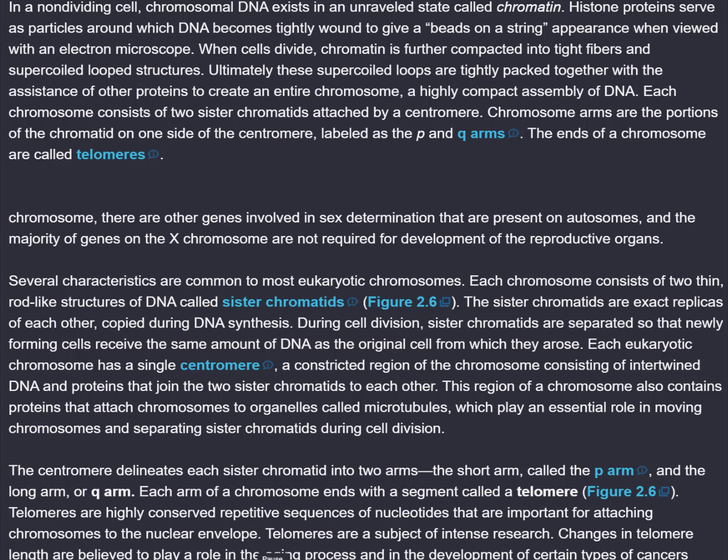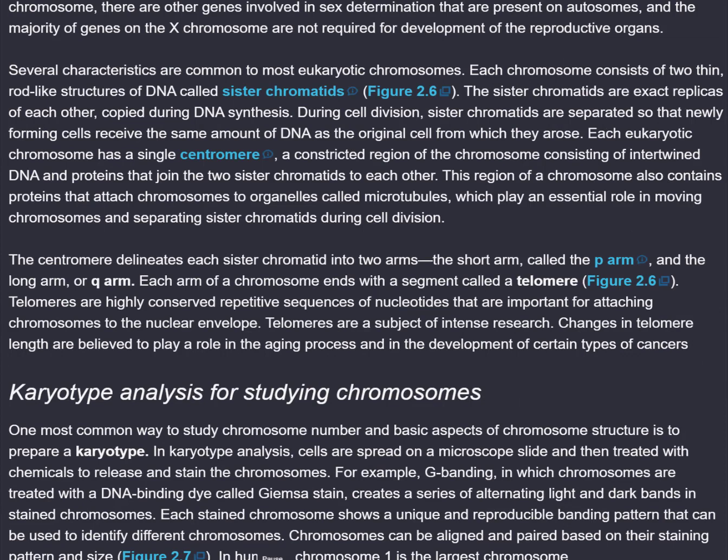Each chromosome consists of two sister chromatids attached by a centromere. Chromosome arms are the portions of the chromatid on one side of the centromere, labeled as the P and Q arms. The ends of a chromosome are called telomeres. Chromosome. There are other genes involved in sex determination that are present on autosomes, and the majority of genes on the X chromosome are not required for development of the reproductive organs.